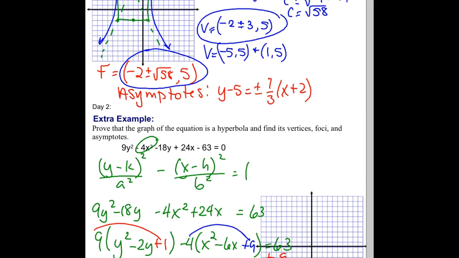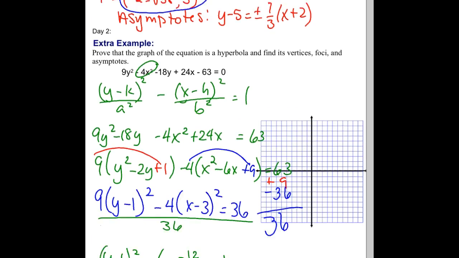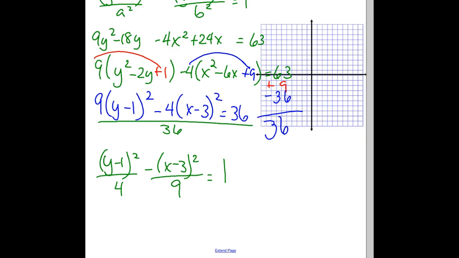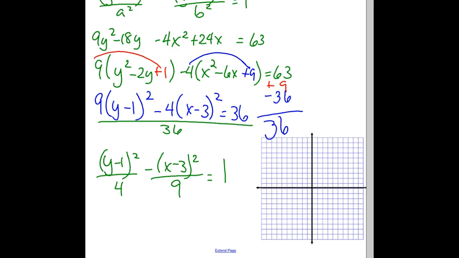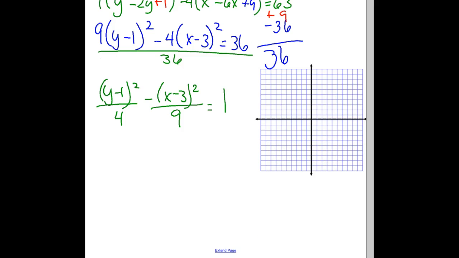We've proved that it's a hyperbola. Now they're saying figure out vertices, foci, and asymptotes. All right. So to do that, let's start with center. What's our center going to be? Look at it carefully. What's our center? 3, 1. Good. X first, y second. So let's plot 3, 1. Okay, that's going to be my center.